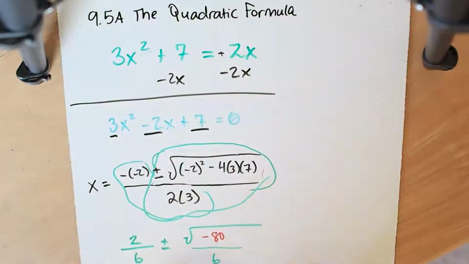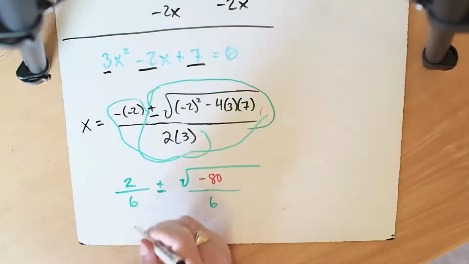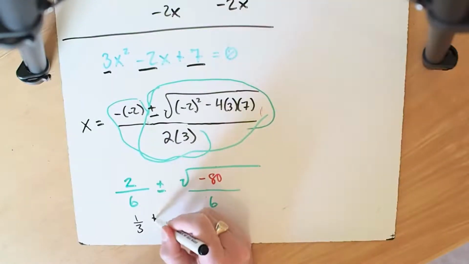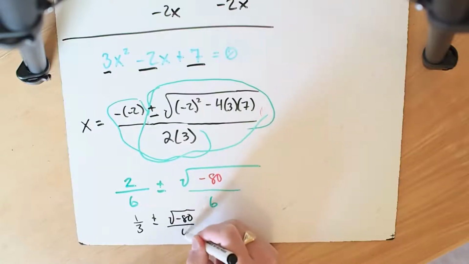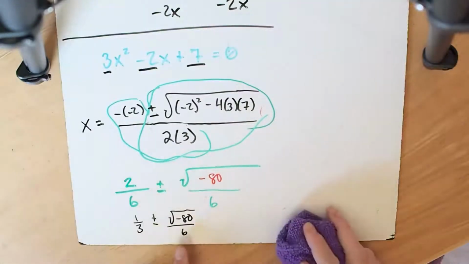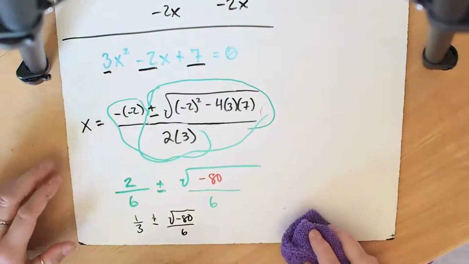Taking that one step further, we can actually go ahead and reduce. 2 and 6 have common factors, so I'm going to go ahead and say 1 over 3 plus or minus the square root of -80 over 6. Right now you may notice that it's impossible to take the square root of -80. We're not going to talk about imaginary numbers yet, so in this case if we get this, we'll just leave it, and for now you can just say no solution, because that's not possible.